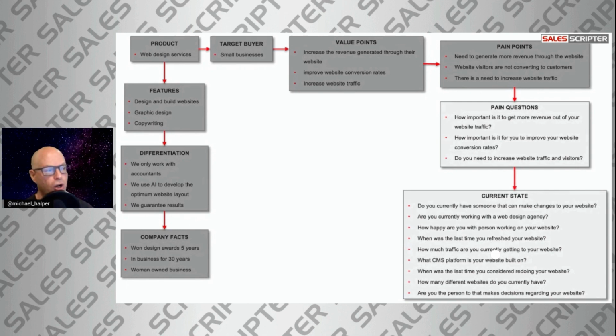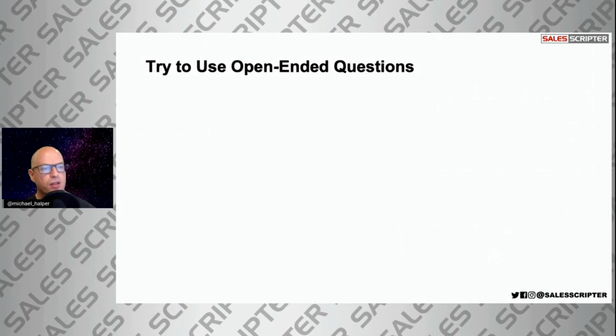When you combine your current state with your pain questions, you should have a good set of questions to ask in your sales message when you're trying to generate leads and start initial conversations. And so here are a few tips on composing your questions, because how you word your questions will greatly impact your ability to get the prospect talking and to extract information. So the first tip is to try to use open-ended questions.